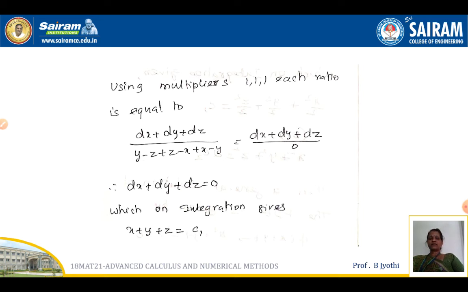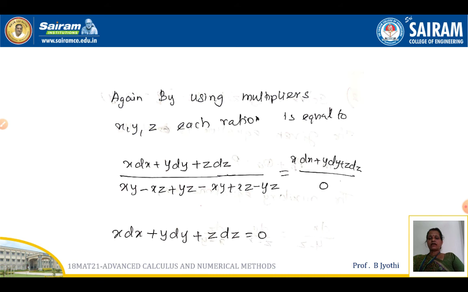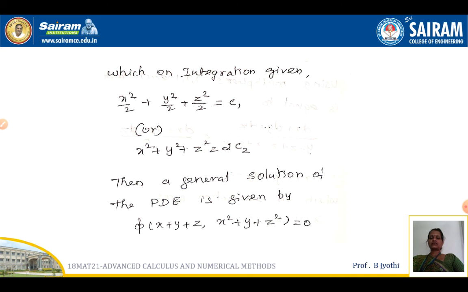Another set of multipliers we need to use, that is x, y, z in each ratio, gives x dx plus y dy plus z dz whole divided by 0, because you can observe in the denominator xy minus xz plus yz minus xy plus xz minus yz, all the terms get cancelled. We get x dx plus y dy plus z dz equal to 0, which on integration we get x square by 2 plus y square by 2 plus z square by 2 is equal to c2, and on cross multiplication we get x square plus y square plus z square is equal to 2 c2.